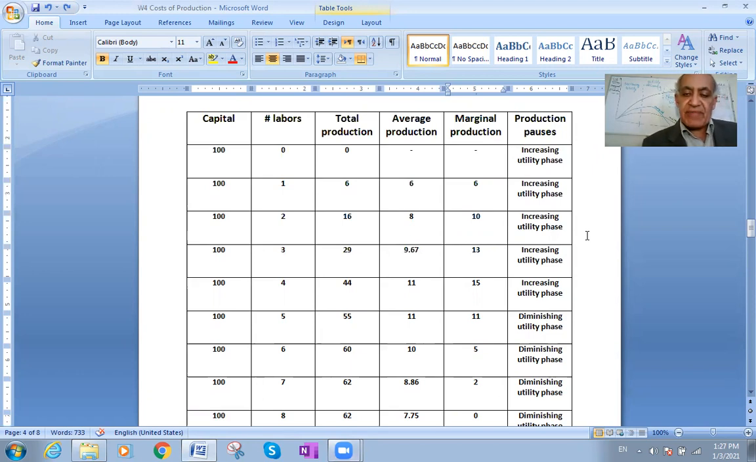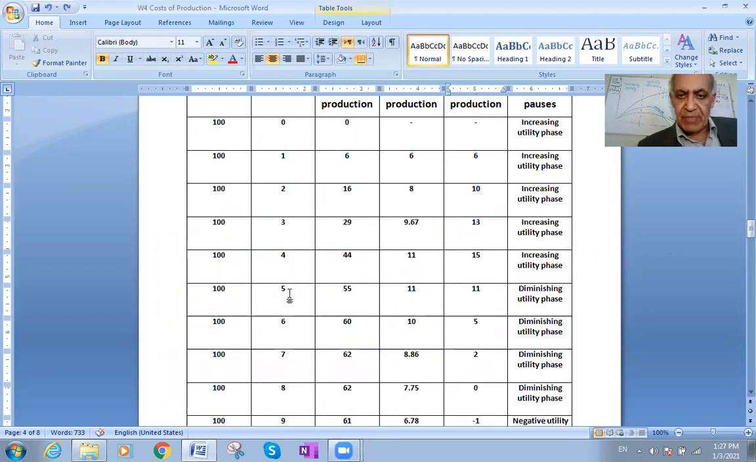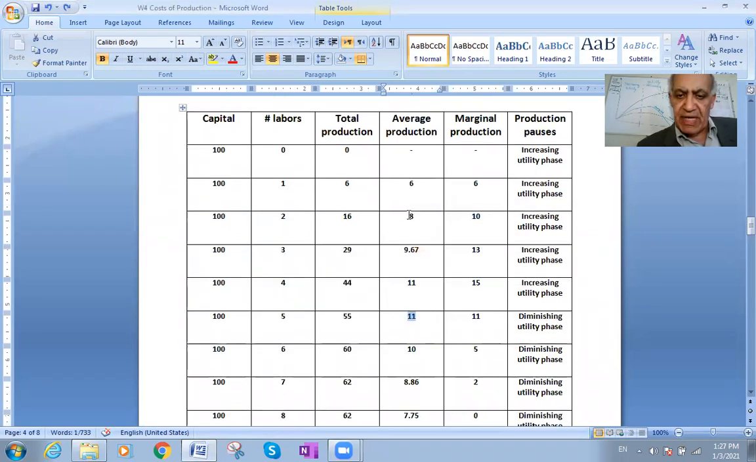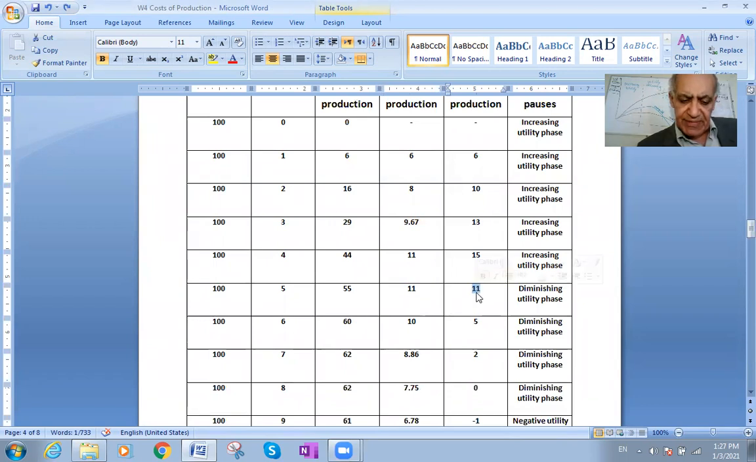As an example, in all of them, if you see the total, the average and the marginal, all are increasing: 16, 8, 10, 29, 9. The 8 becomes 9 and the 10 becomes 13, the 6 here becomes 10, the 6 here becomes 8. So all three curves, like you see here on the board, are increasing. Then at a certain point, where the marginal intersects with the average, at this point there will be the diminishing. Because here all are increasing, then all three start to decrease.